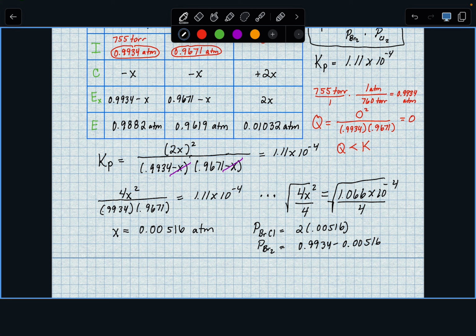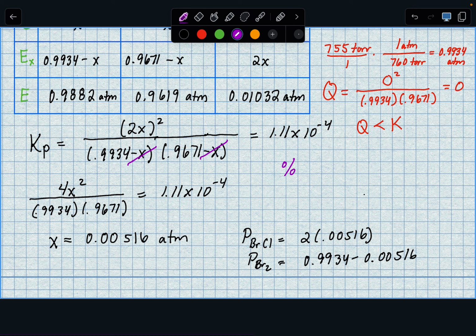And then the last thing I'm going to do is just check that this was appropriate or okay. So I'm just going to erase this little section right here. And I'm going to do what's called the 5% rule, or double check that this approximation we just did worked out okay. So we're going to do percent error. And what we're going to do is take our x value, and you divide it by one of the initials.